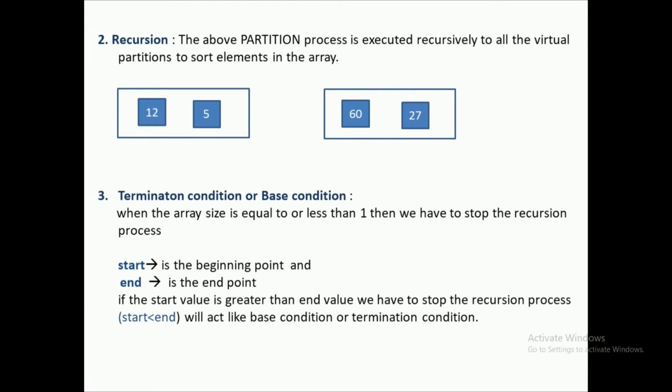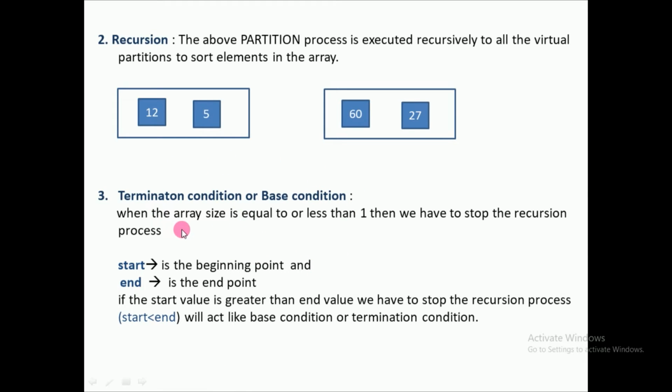The second component is recursion. The above partition process is executed recursively on all the virtual partitions to sort the elements in the array, maybe on the left part, maybe on the right part. As you already know, to stop the recursion process we need one termination condition or base condition. Without that, doing the recursion process is not possible since it will act like an infinite loop. That is the next component, the termination condition or base condition.